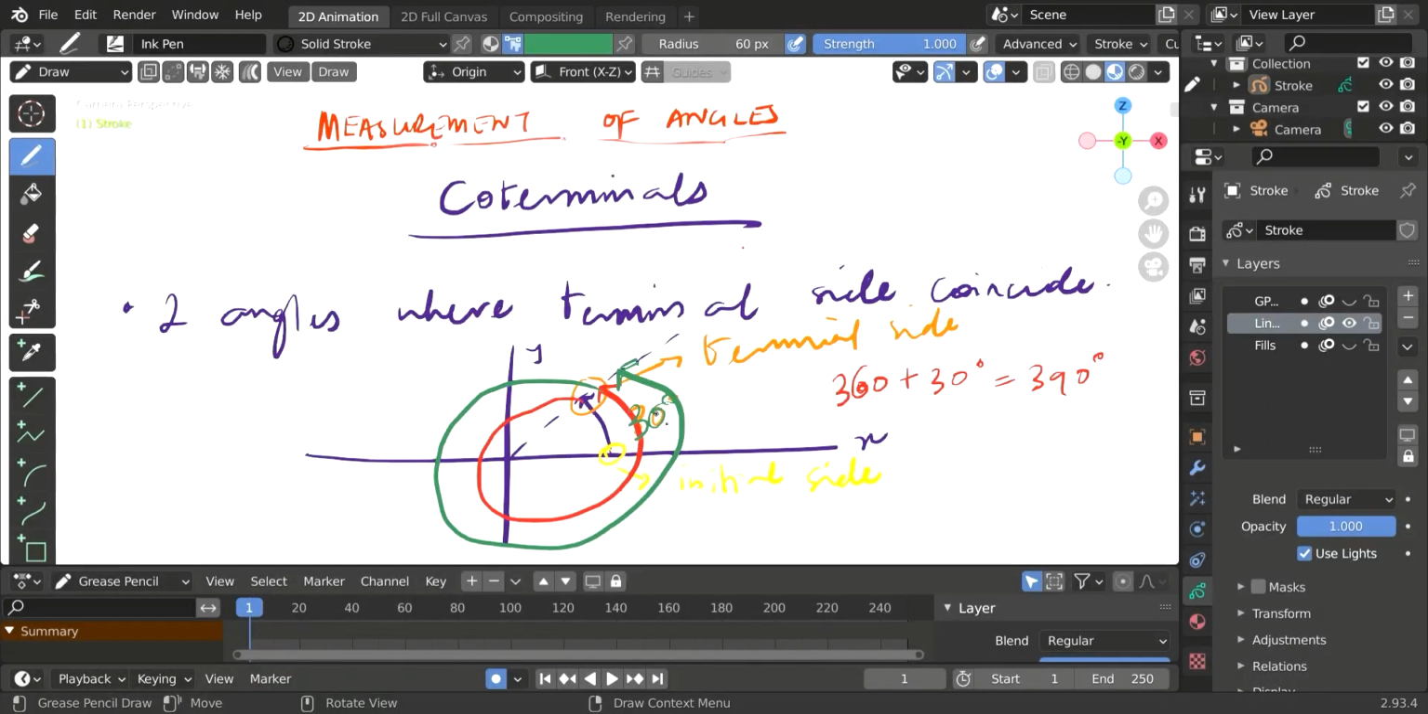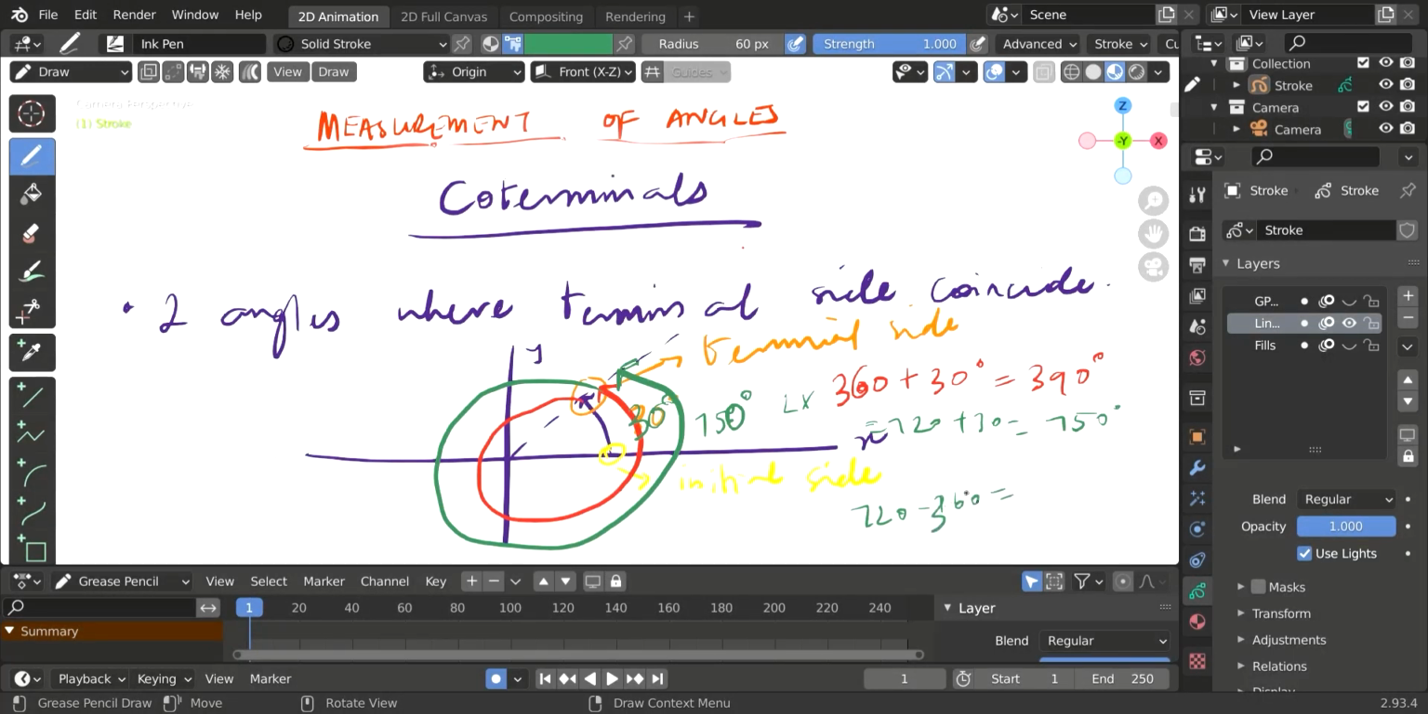So in order to find the actual angle, the actual angle has to be between 0 and 360 degrees. So you just have to keep subtracting 360 degrees until you get between 0 and 360. This green angle would be 360 times 2, which is 720, plus 30, that equals 750. So this green angle is 750 degrees. To get the actual angle, you just have to keep subtracting 360 degrees.